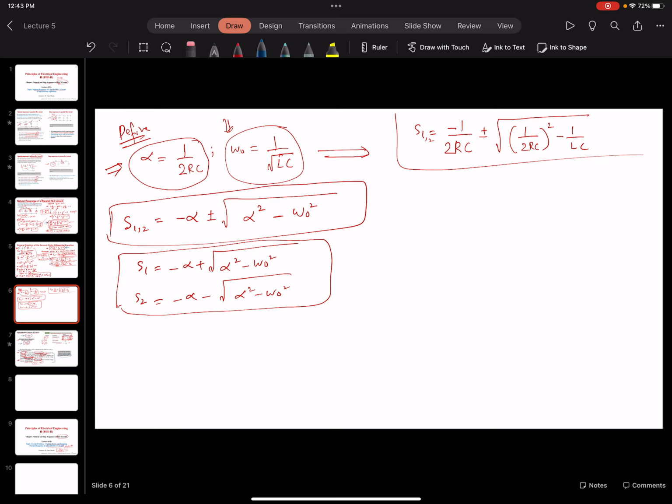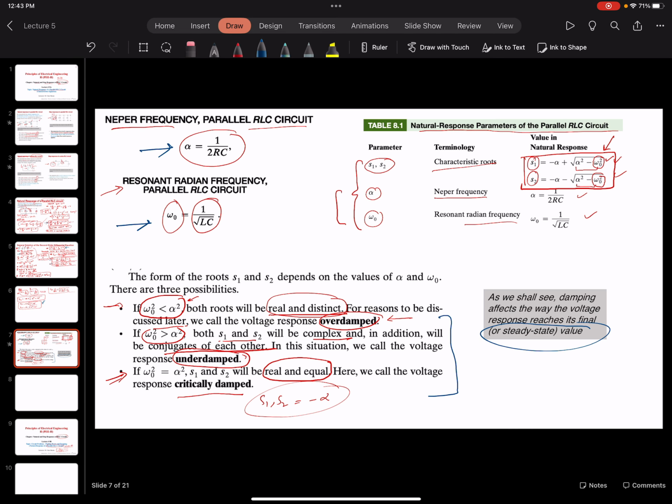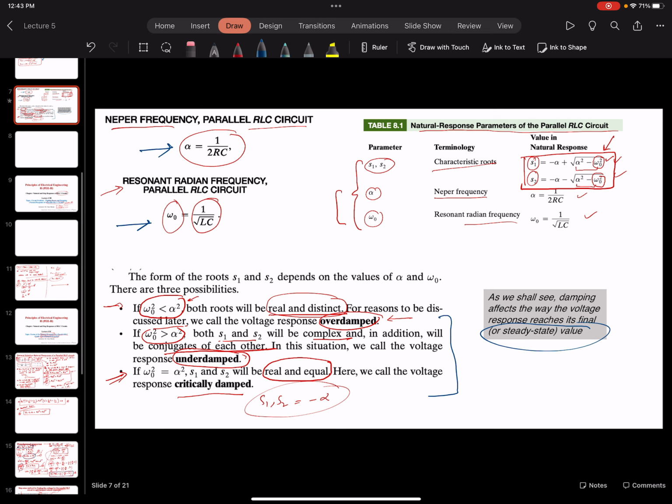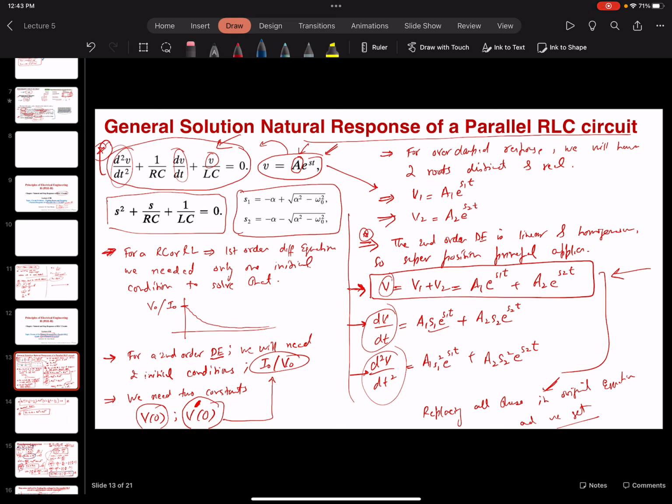And based on those two roots, we came up with these equations that, based on the alpha and omega naught values, you can figure out the values of S1 and S2. And based on how the alpha and omega naught relate, you can have three different responses: overdamped, underdamped, and critically damped. Then we moved forward with the overdamped response, and in case of an overdamped response, we're going to have real and distinct roots. So we can have these two solutions.